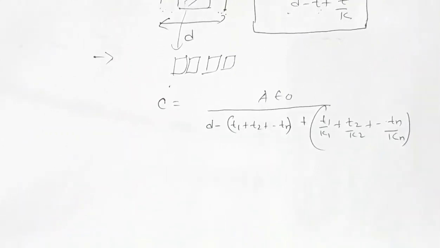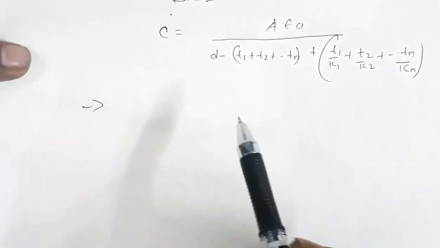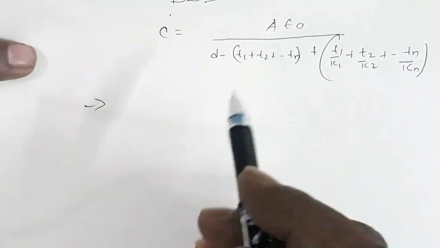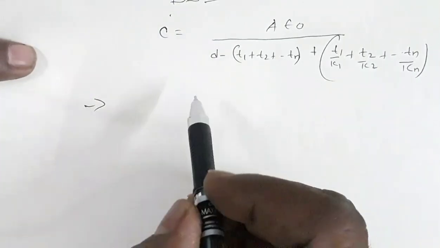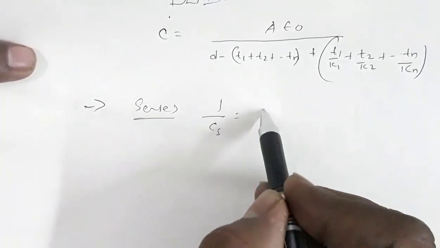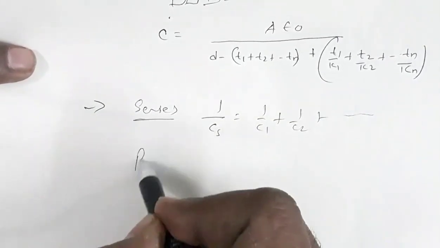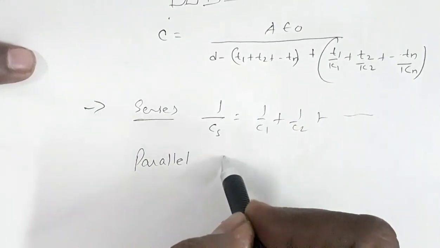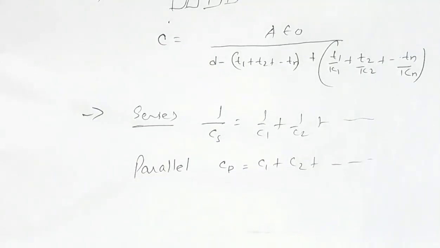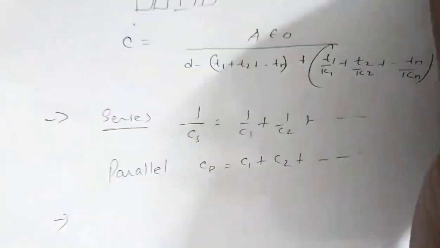Okay, and then these things are quite simple. It is there in NCERT also. If capacitors are in series, then the formula is what you do for parallel in resistors. That is, for series, 1 by Cs is equal to 1 by C1 plus 1 by C2 plus and so on. And for parallel, it is Cp is equal to C1 plus C2 plus and so on.